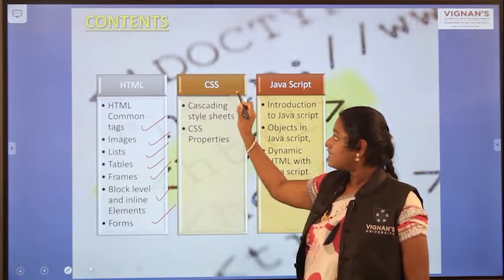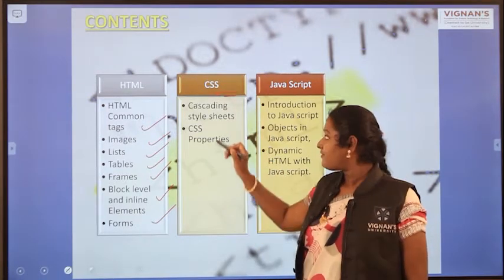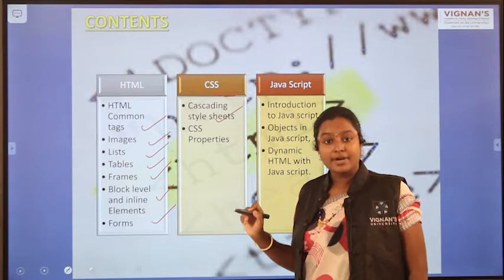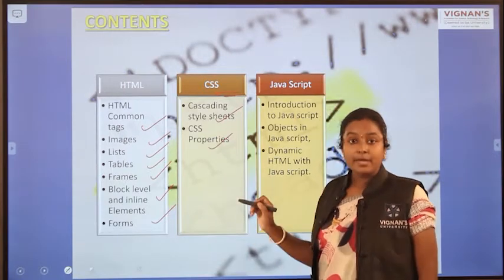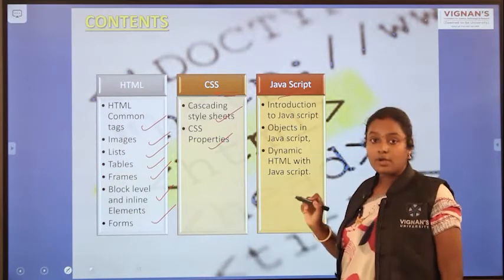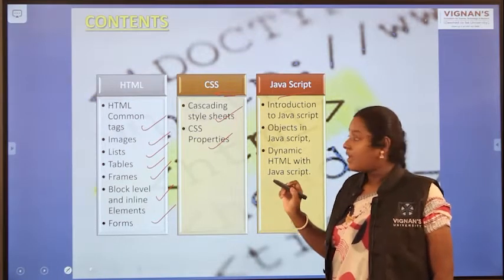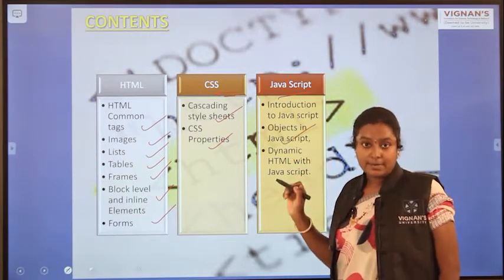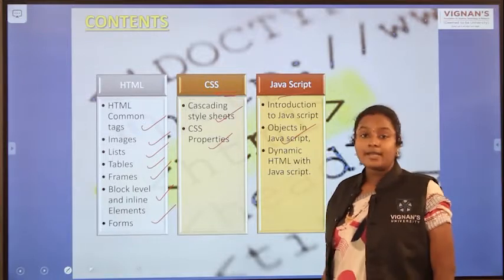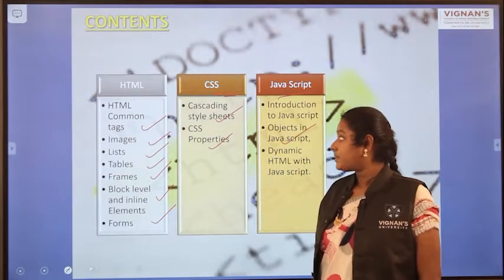While coming to CSS, you are going to learn different cascading style sheets and different CSS properties. And coming to JavaScript, you are going to learn an introduction to JavaScript, what the different built-in objects in JavaScript are, and how to add dynamic HTML with JavaScript.